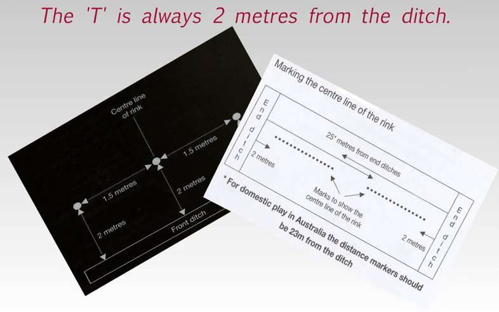Each end of the rink is marked with a tee, which is 2 metres from the ditch. If, during play, the jack goes outside the boundaries of the rink, it is often respotted on the tee.